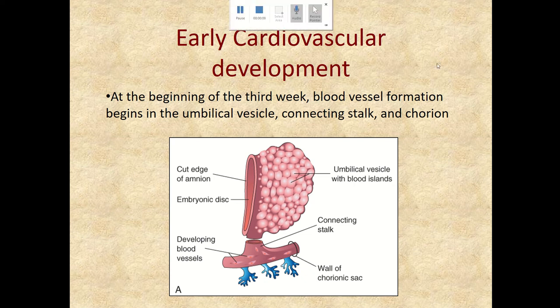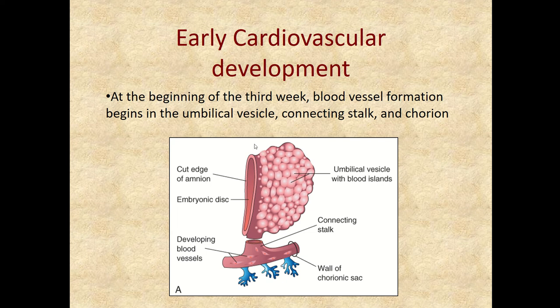At the beginning of the third week, we do have some blood cells that start to form in the embryo, but they actually are not going to form inside the embryonic disc. They're going to form outside, in the wall of several membranes, such as the umbilical vesicle and the chorion, and also within the connecting stalk. And so here you can see little blood islands in the wall of the umbilical vesicle.